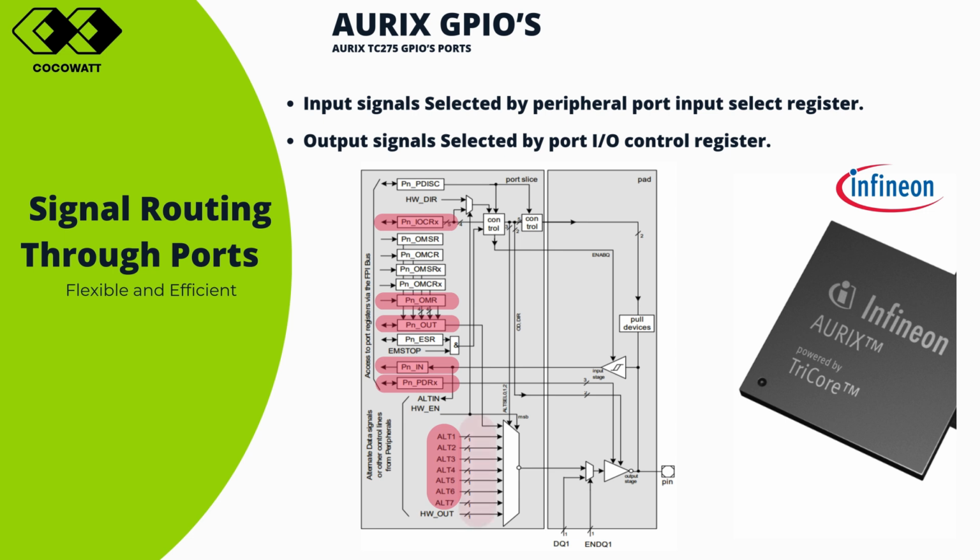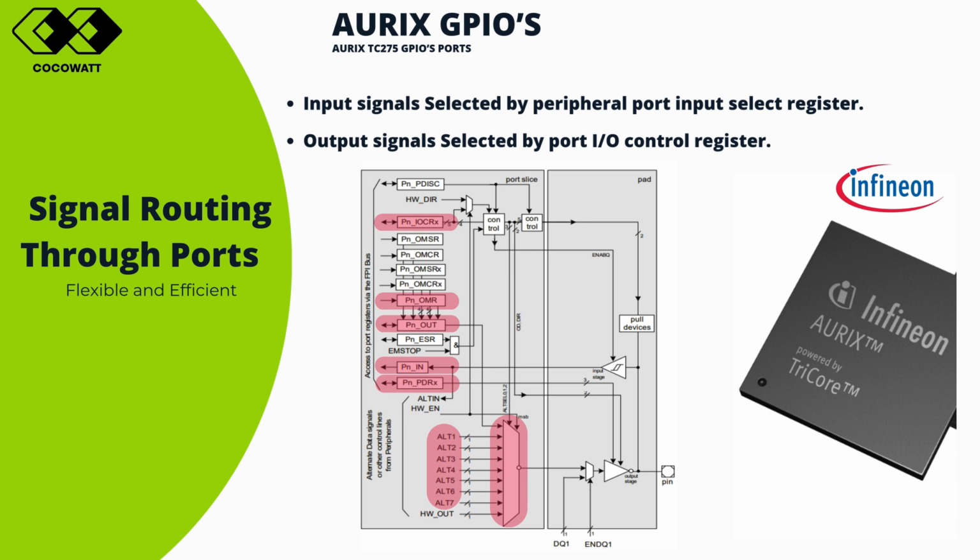As we see in the output signals, multiple alternate functions are available in the TC275 microcontroller. A multiplexer controls which signal appears on the pin. For example, alternate 0 is GPIO output, alternate 1 is PWM output, alternate 2 is SPI output, and alternate 3 is a CAN bus signal. This functionality allows you to utilize the same pin for different functions based on the design you need.